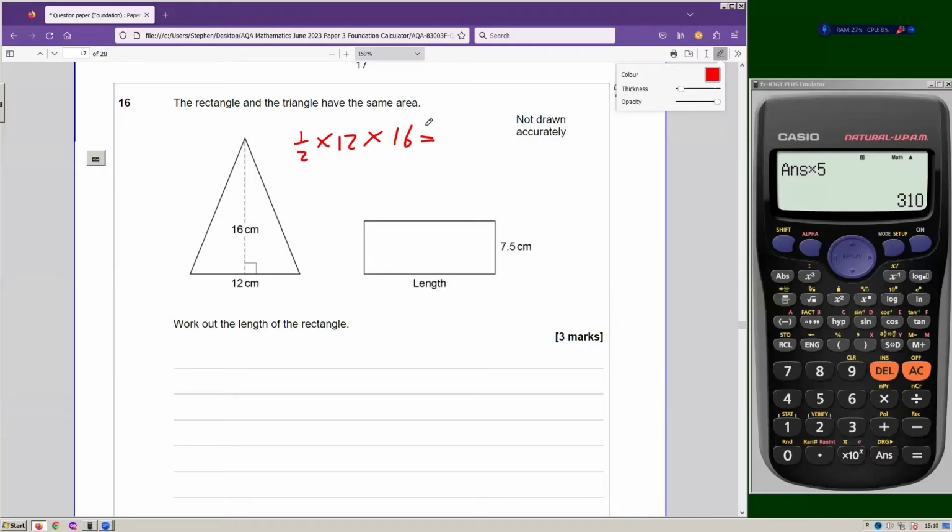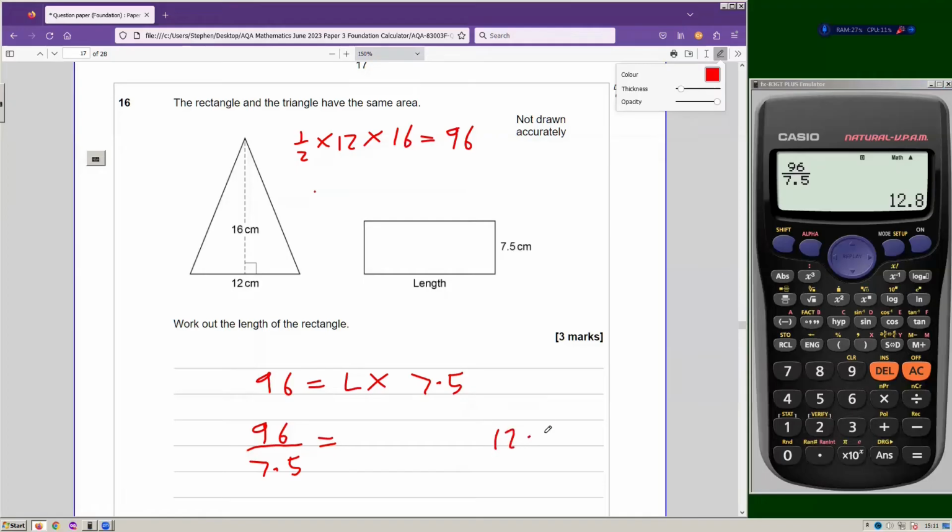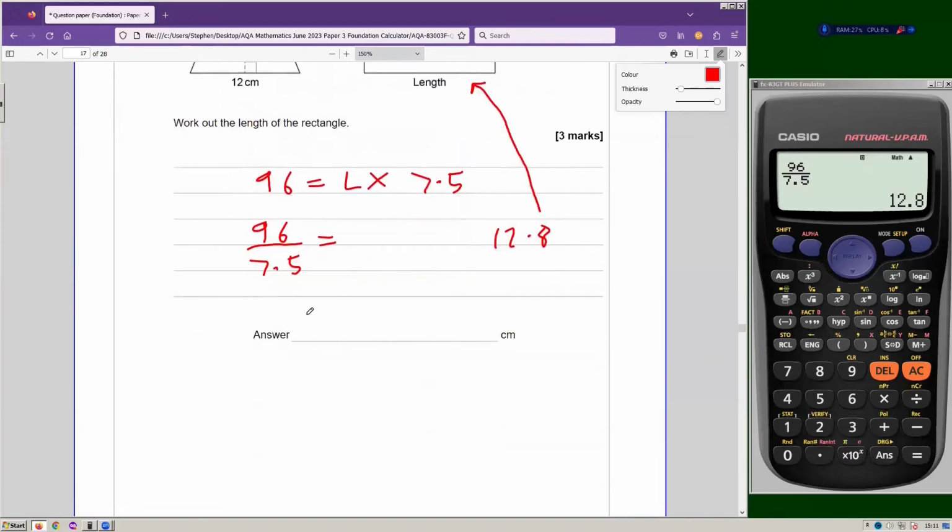Half of 16 is 8. 12 eights are 96. 96 equals length times 7.5. So 96, divide both sides by 7.5. And I'll put it up there as well. And of course, I should have put it in here straight away.